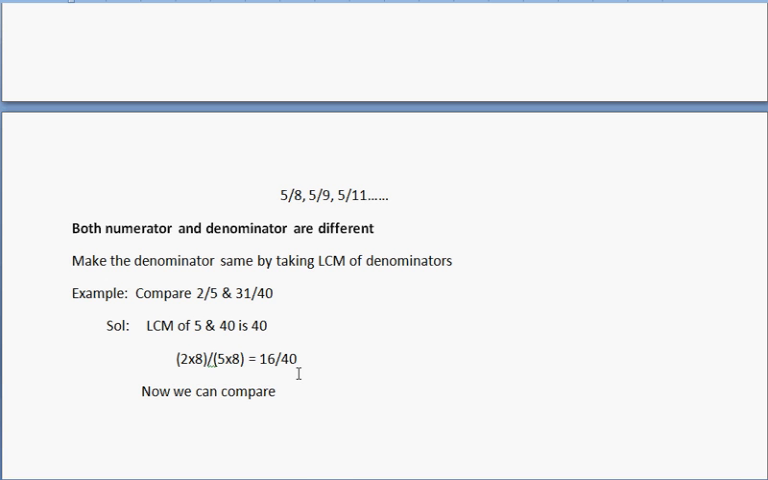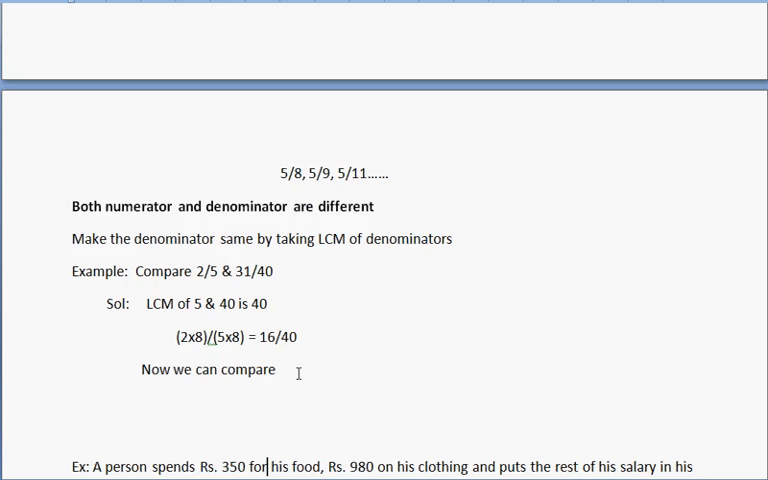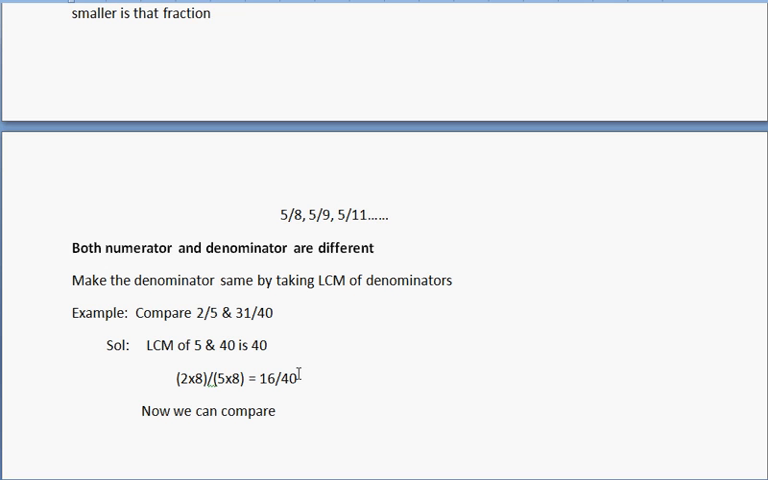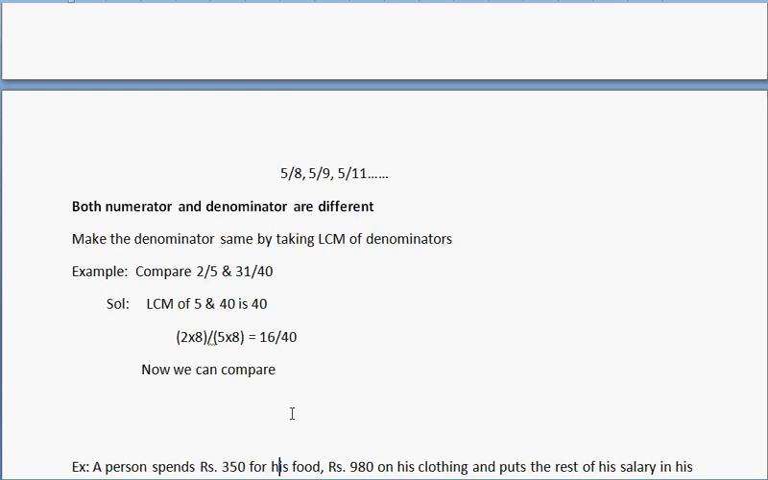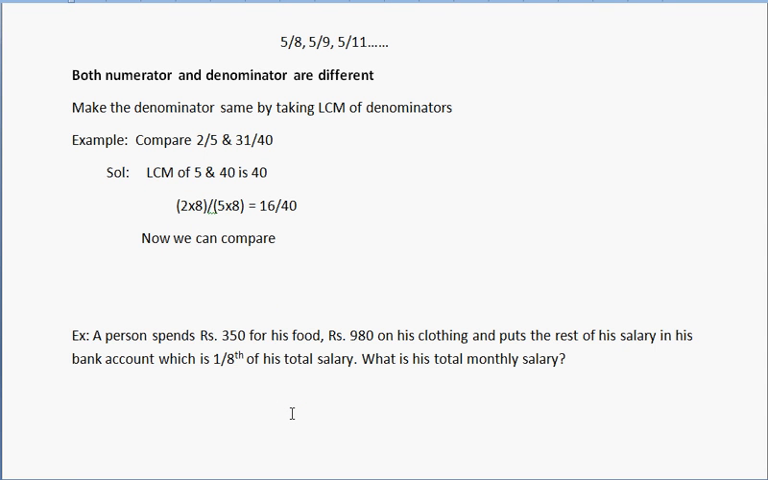There is one more method which is given in your TMH book. I think it's not required because in your final exam, in your CSAT exam, there would not be any question to compare the fractions. There would be more complicated questions, and in those complicated questions you would be using the concept of comparison, and you can use this small way of comparing the fractions and it would be done. So now let's do some questions on fractions, right?